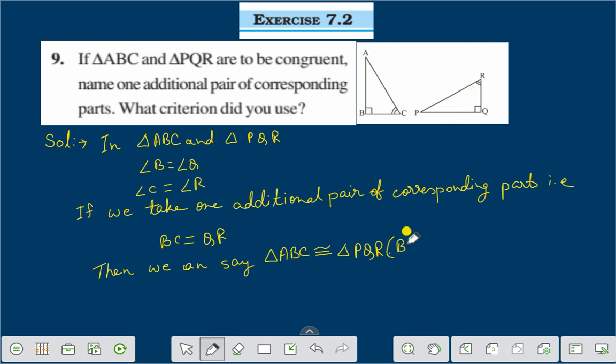by angle side angle congruence criterion, right?